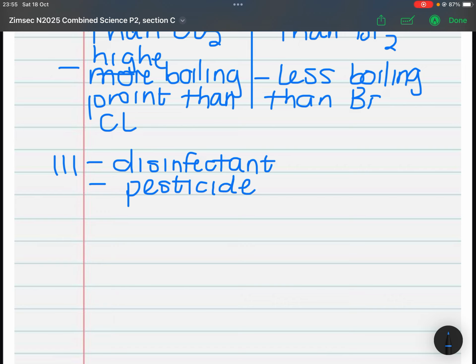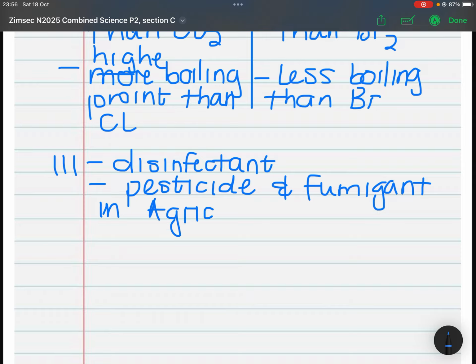It is used as a pesticide and also a fumigant in agriculture. This is one of the uses of bromine. And then another use, it is used in the synthesis of certain pharmaceuticals. It is also used in photographic chemicals and also the production of dyes.